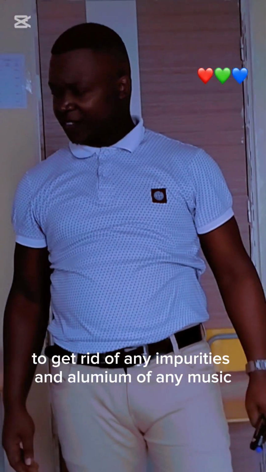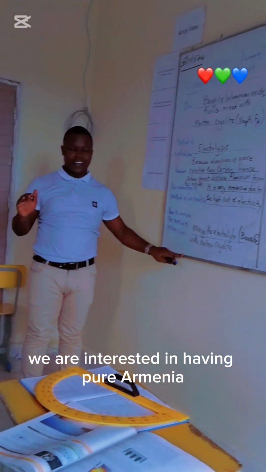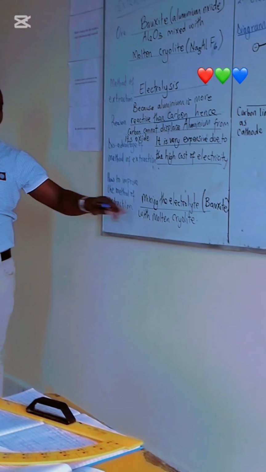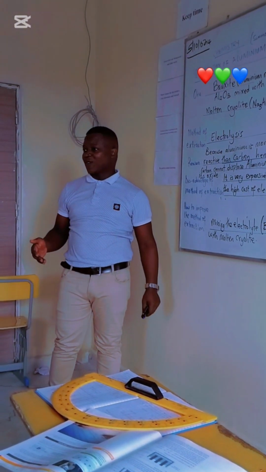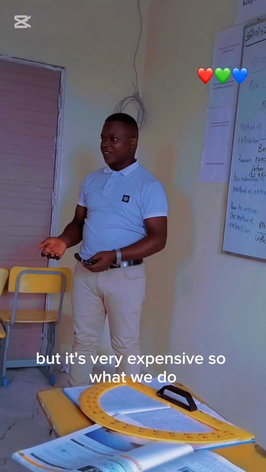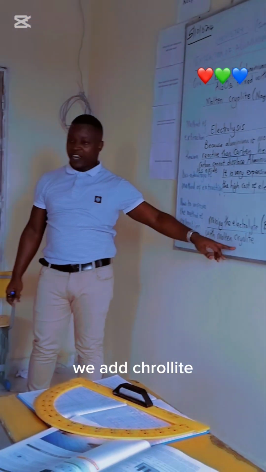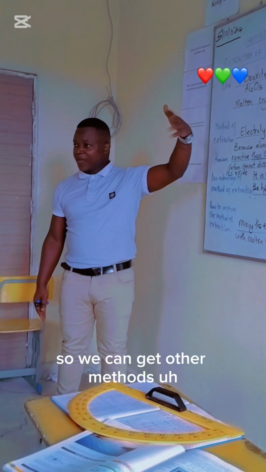Yes? Teacher, isn't the point of the experiment to get rid of impurities in aluminium? Good. We are interested in having pure aluminium. Now, why are we adding impurities like this chloride? Even though we want to get rid of the impurities, we are willingly adding them. Yes, this is a necessary evil. We want pure aluminium, but it's very expensive. So what we do is add molten chloride to lower its melting point.